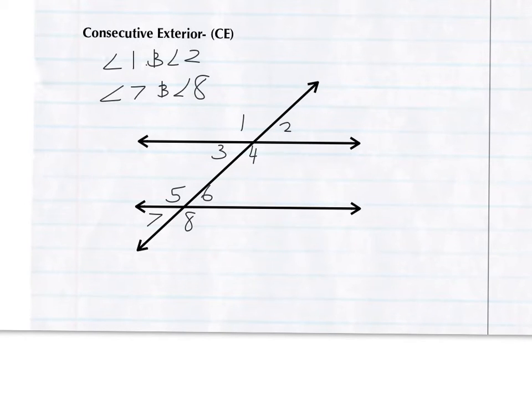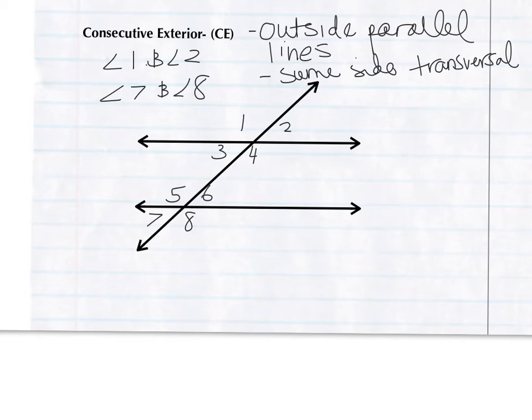Those are consecutive exterior angles, and there are our two conditions: outside of the parallel lines, and same side of the transversal. And the special feature of these angles, and a lot of you are like, oh, wait a minute, that looks like a linear pair. You're right. So if it's a linear pair, they add to 180. So they are also supplementary.